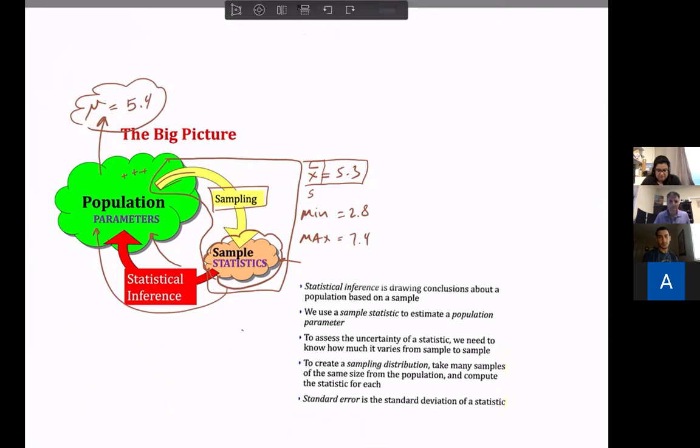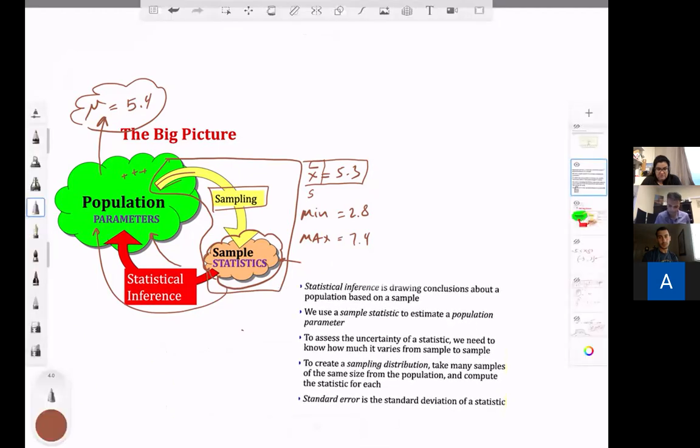So this is a review from 3.1. A statistical inference is drawing conclusions about the population based on a sample. We use a sample statistic to estimate the population parameter. So X bar is for our sample, and mu will be the parameter for the population. That's how we differentiate them.